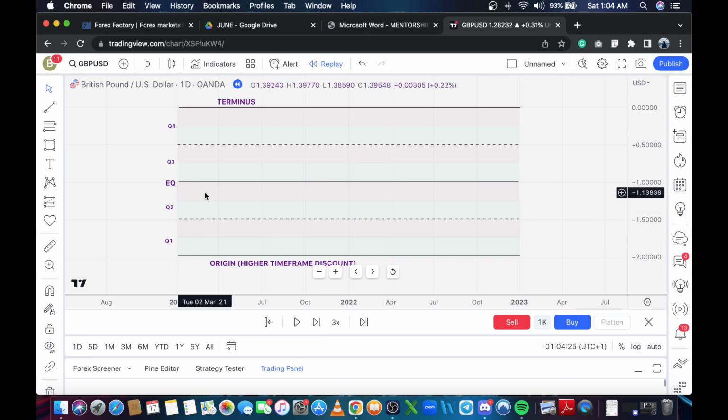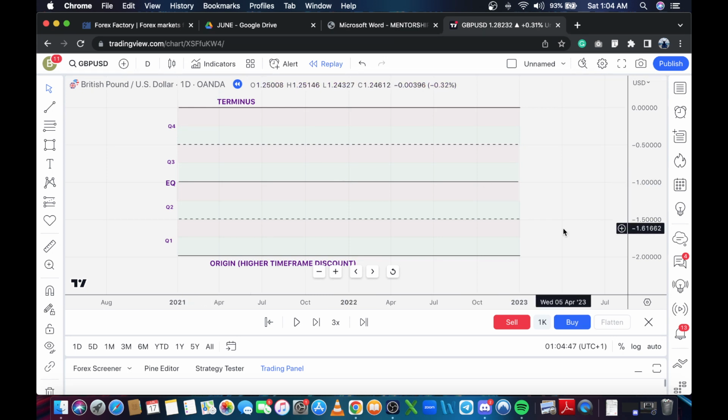Quarter 2 is red for premium, green for discount, just like your buy or sell. Buy is green, or bullish candles are green, and bearish candles are red. So for quarter 3, you have green for discount and red for premium, and then quarter 4, you've got your green for discount and red for premium.